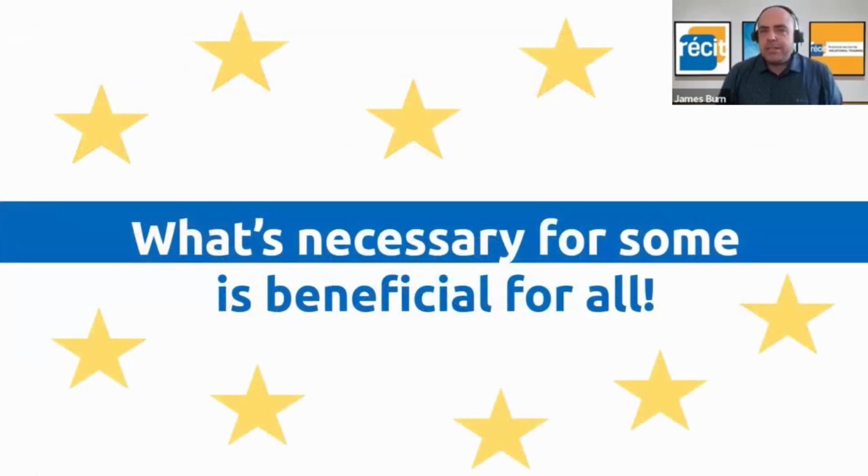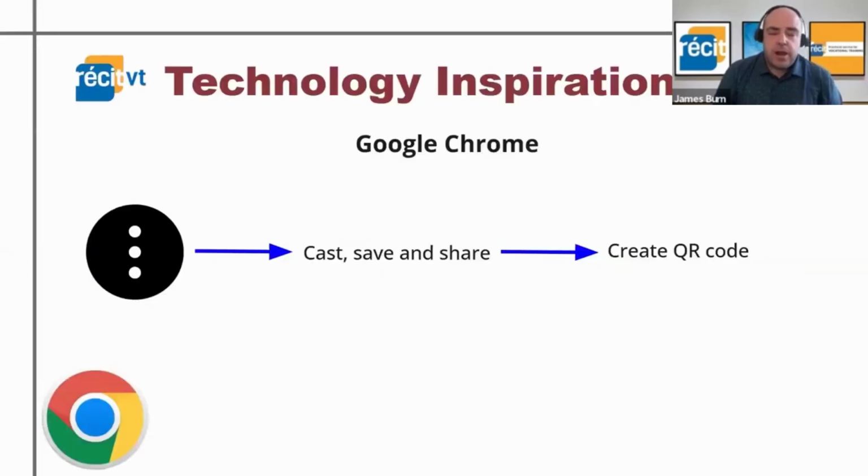And so I wanted to touch on an accessibility piece as well, because as you can see on the screen, what's necessary for some is beneficial for all. And that can also be said about the features that we're going to highlight. We've chosen three features to spotlight, but you can find these and more features available across other web browsers and of course other applications as well. So first, we'll talk about Google Chrome.